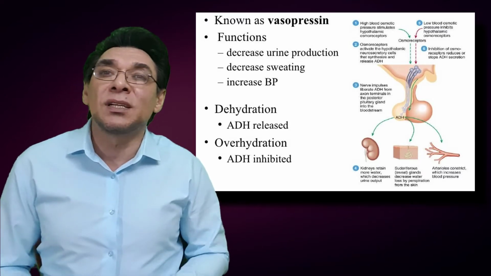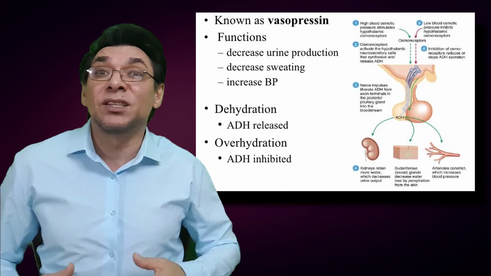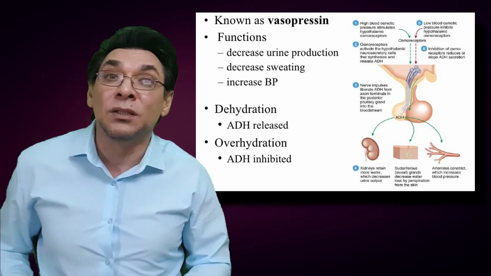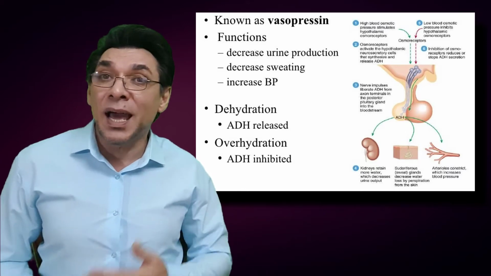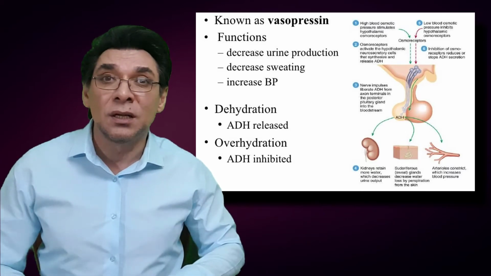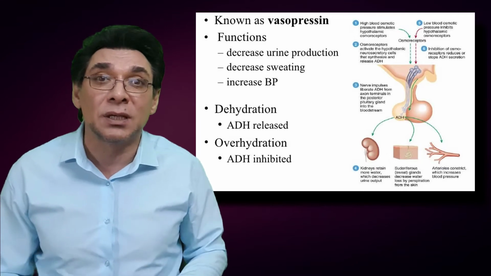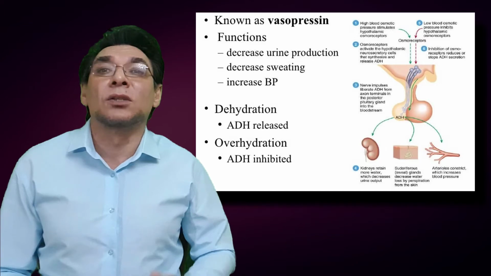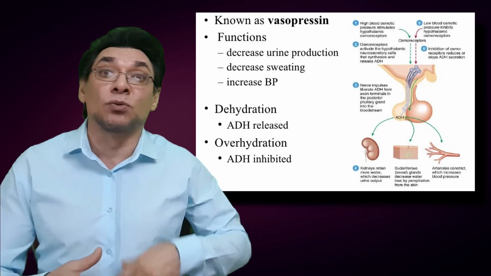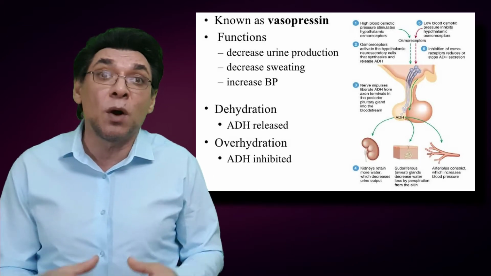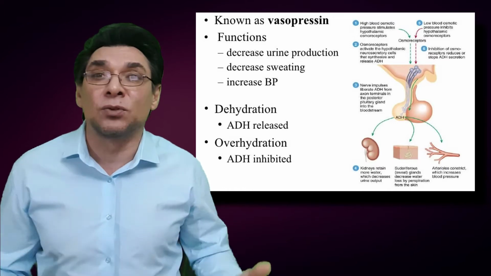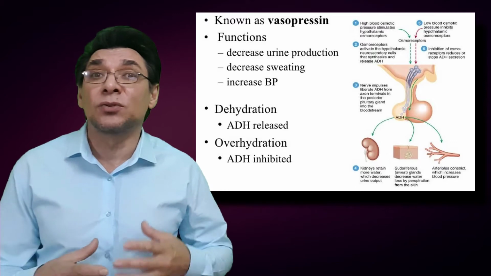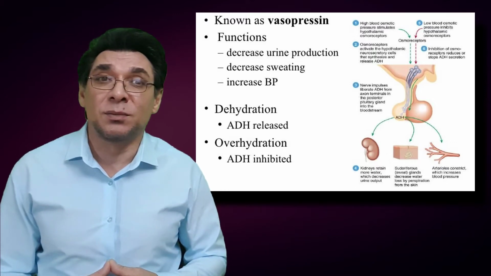Consequently, an increase in ADH results in the production of a small volume of concentrated urine. On the other hand, when ADH levels decrease, the distal convoluted tubules and collecting ducts become less permeable to water. As a result, less water is reabsorbed and a large volume of dilute urine is produced. The release of ADH from the posterior pituitary is regulated by the hypothalamus.